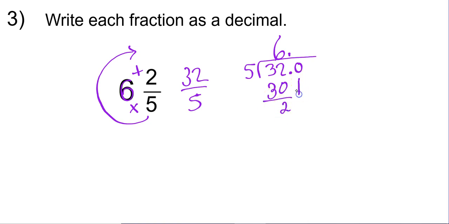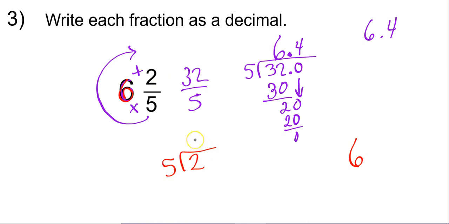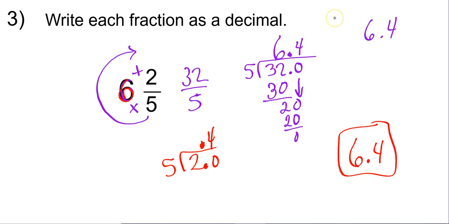Subtract, we get a 20, drop down our 0, and 5 goes into 20 exactly 4 times. Don't forget to put that decimal in your answer there. So that's one way to solve it. There's many other ways. A lot of kids can just see that you have 6 wholes, and then you just do 5 goes into 2, and that's your 0.4. So they take this 0.4 and just put it into the answer. Either way is about the same amount of difficulty.